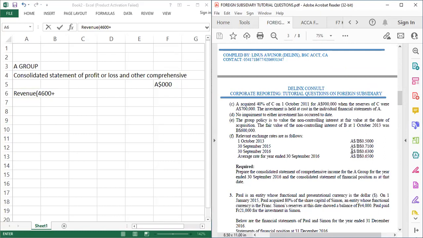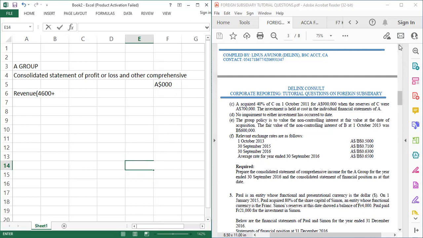So average rate. Let's determine how we are going to do it. 1 A dollar is equal to 0.6500 B dollars, and we don't know how many A dollars will be equal to 2,200. Are we going to divide or multiply? If you want to change the subsidiary figures to the parent's own, are we going to multiply or divide? We divide. The easiest way of identifying whether to divide or multiply is to go and see the parent investment in the subsidiary.